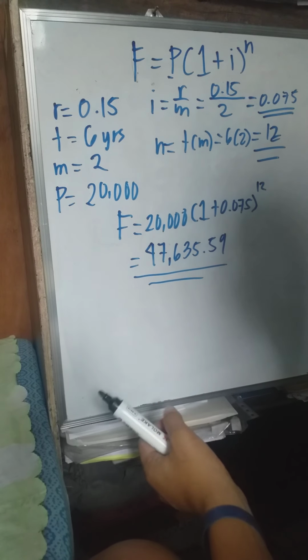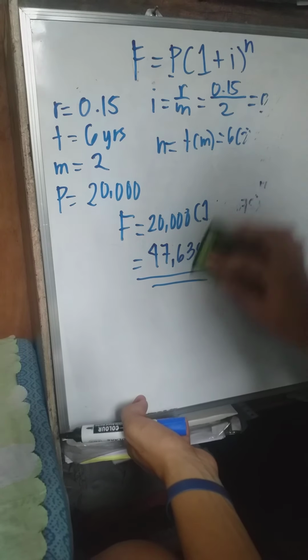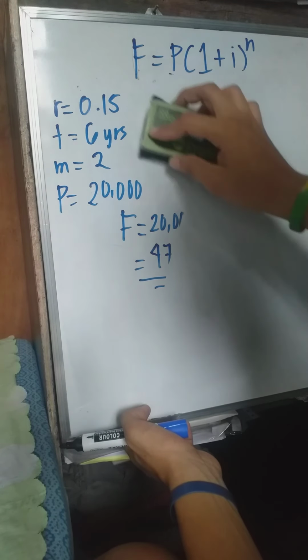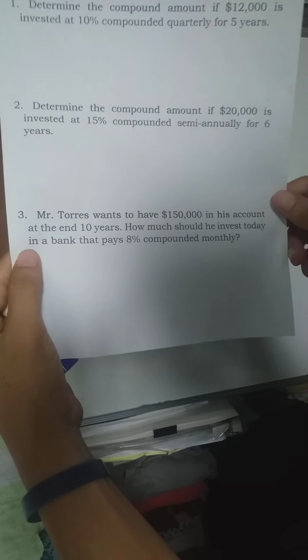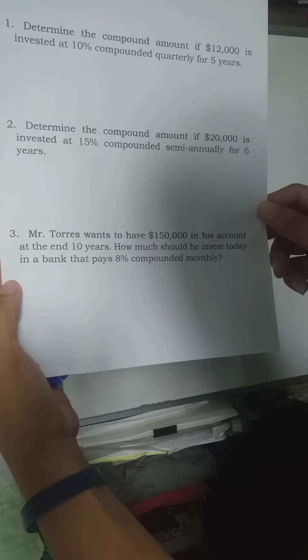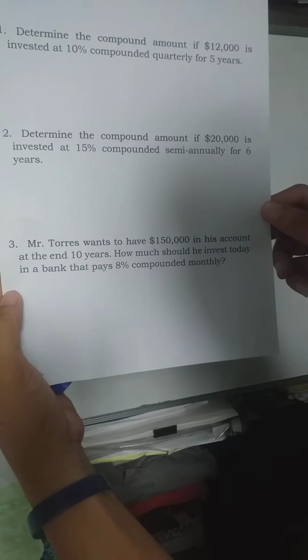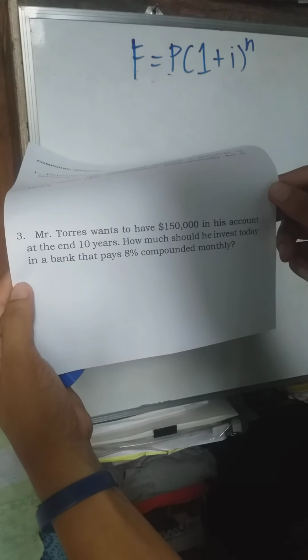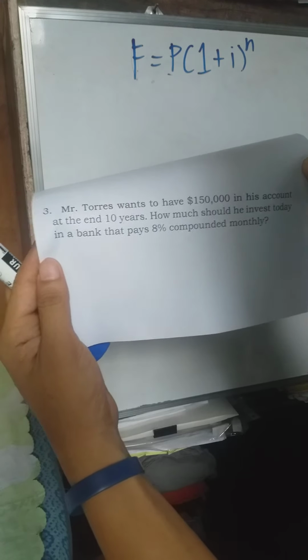So, okay, let's move on to problem number 3. Problem number 3 is, Mr. Torres wants to have $150,000 in his account at the end of 10 years. How much should he invest today in a bank that pays 8% compounded monthly?